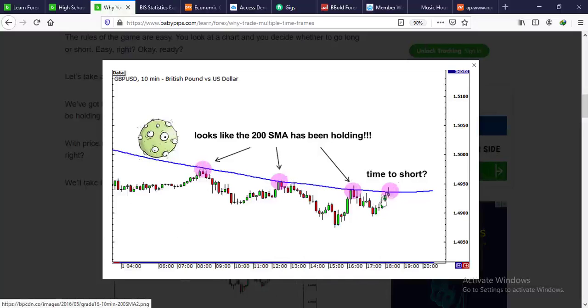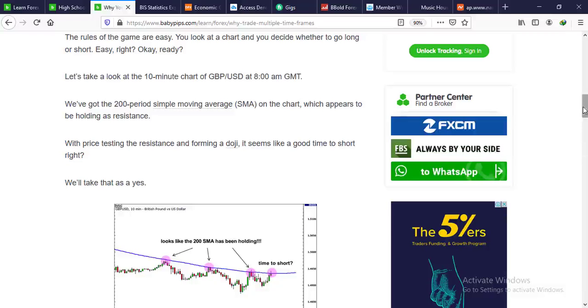Look at this simple beautiful doji, right? And this is a 10-minute chart. Remember, this is a 10-minute chart. So what are we going to do? Seeing this resistance the first time, second time resistance, third time resistance, why not? We can short this trade. So let's short this trade and look at the outcome.